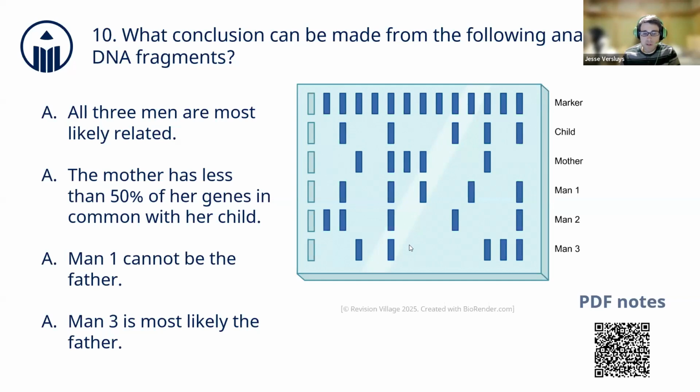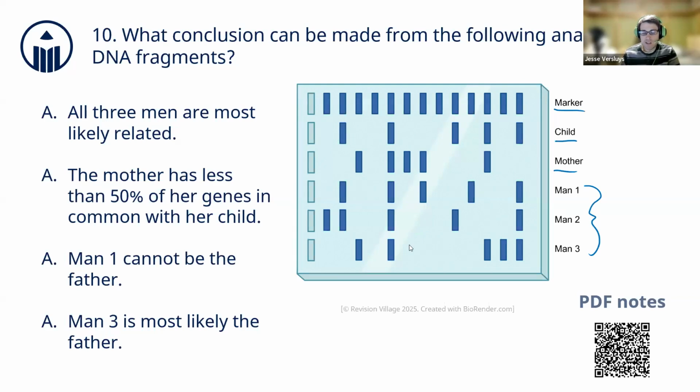Okay. So a couple more things about the electrophoresis. Usually there's like a marker which shows all the possible bands that could show up for a particular sequence. And then the samples that we're actually interested in are the ones that we're going to be comparing. So in this case, we've got a child and the mother, and we can assume that they're related to each other. And then we've got three men. So this is probably a paternity test. We can kind of assume that based on what information we're given here.